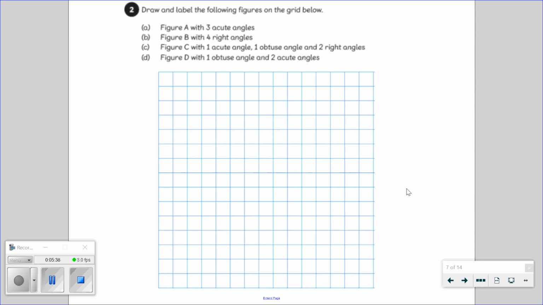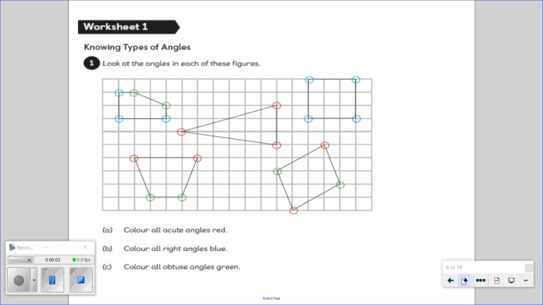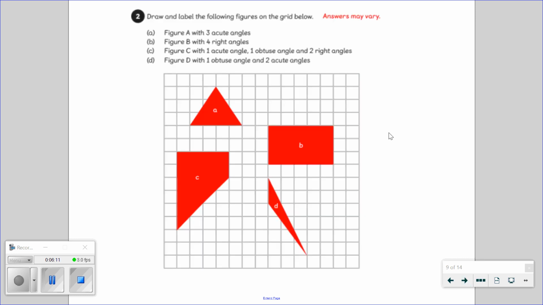In question 2, you need to draw and label these shapes on the grid. So figure A should have 3 acute angles, B needs 4 right angles, C needs 1 acute angle, 1 obtuse, and 2 right angles, and D needs 1 obtuse angle and 2 acute angles. The answers to this may vary. So here are the answers to question 1. And here are the answers to question 2. As you can see, your shapes may be a bit different to these, and there could be more than one answer.